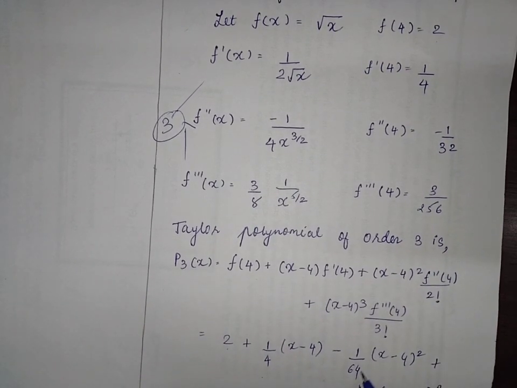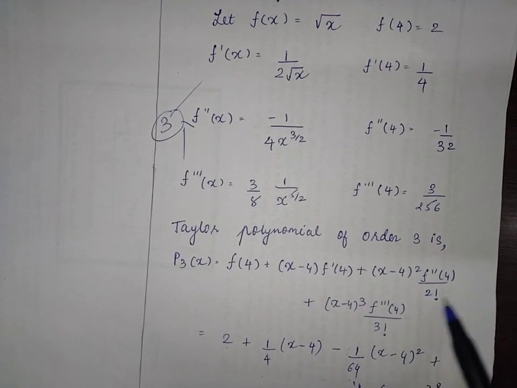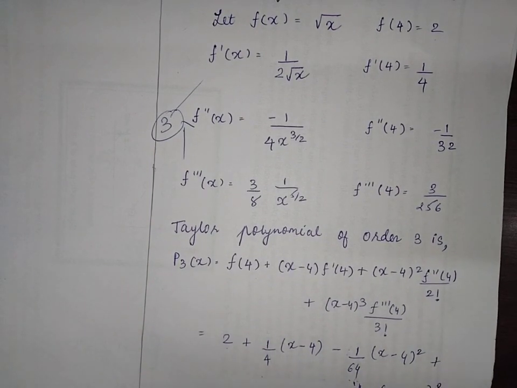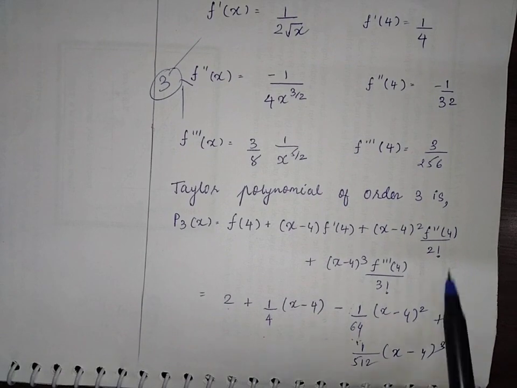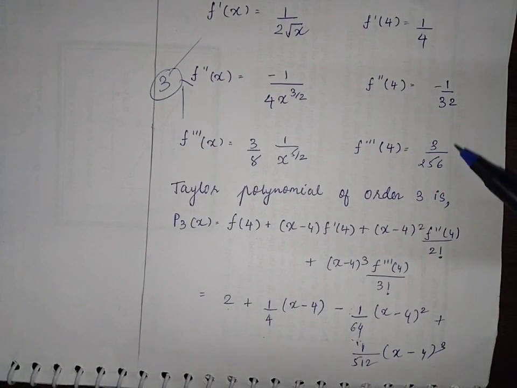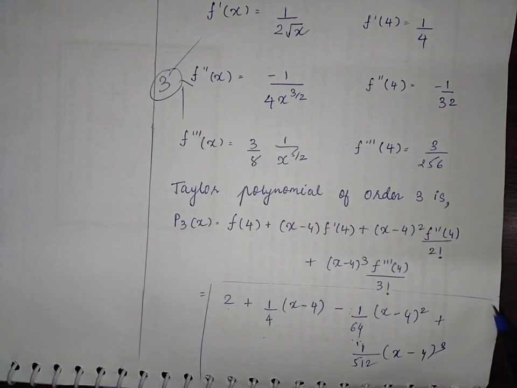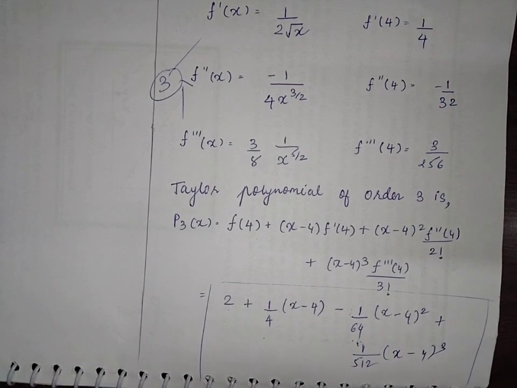Then second derivative was minus 1 by 32 into 1 by 2 factorial. So 1 by 64. And the third derivative was 3 by 256, and into 1 by 3 factorial, if you solve, what will you get? 1 by 512 into x minus 4 raised to 3. So this was your Taylor polynomial.